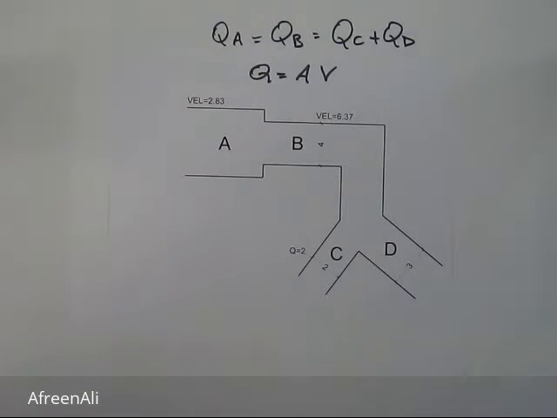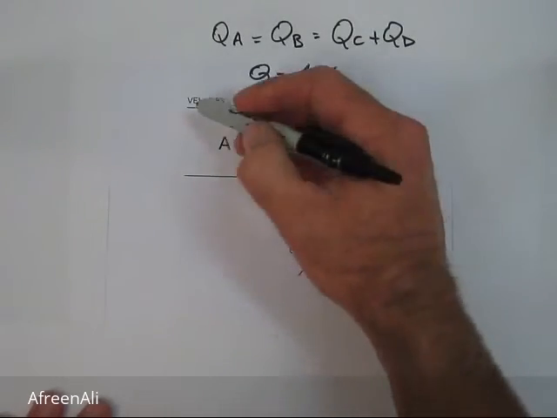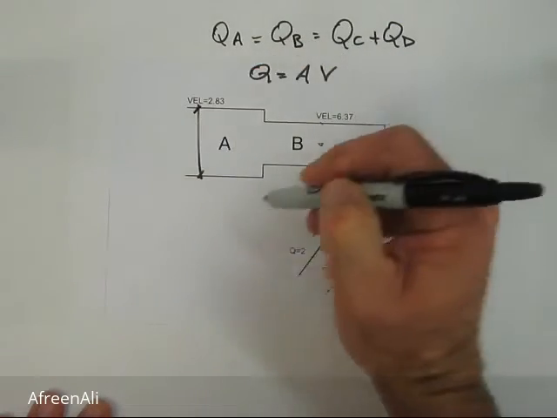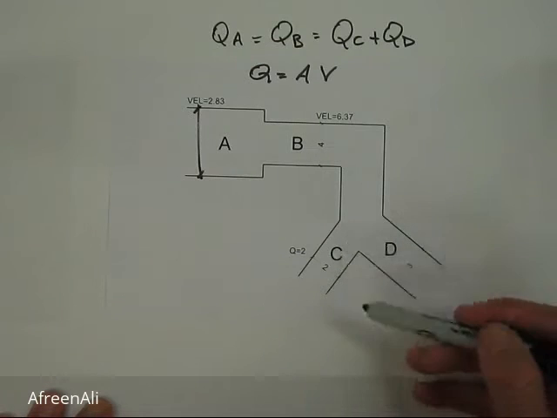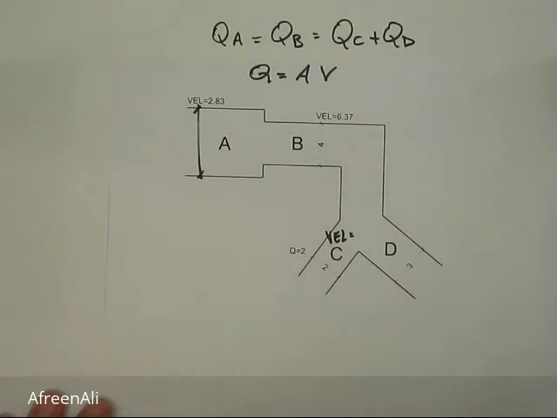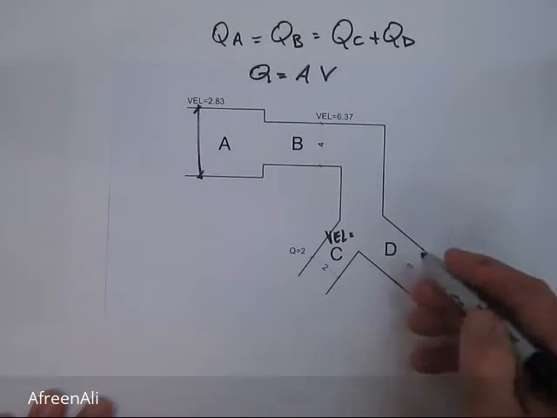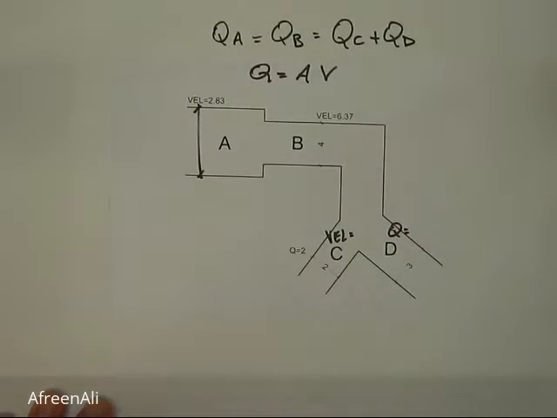Given this information in the diagram, we are asked to find the diameter at A, which is this dimension across here. We're asked to find the velocity at C, so we can write VC equals for velocity, and we're asked to find the flow at D, so we need to find the flow rate at D.